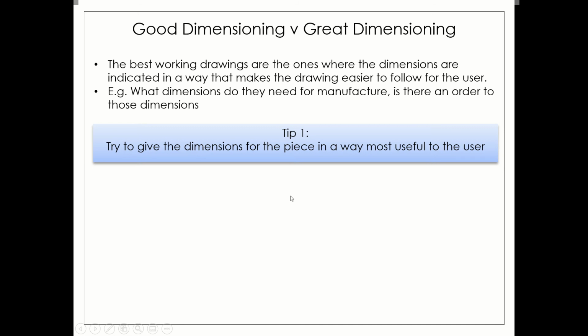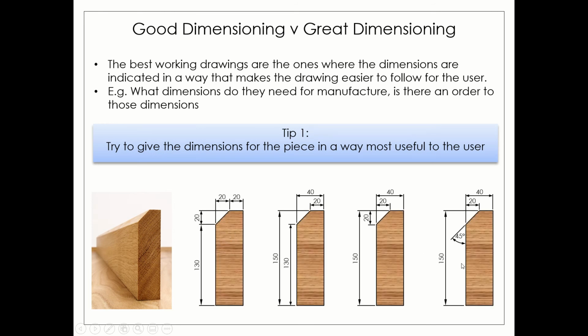And probably the best way to show this is just with a simple example. If we take, for example, a piece of skirting board. It's just a rectangular piece of timber with a small chamfer planed off the edge of it. Here we have four different ways that could be dimensioned. Every single one of these gives all the dimensions for the piece. Each of these could be considered technically correct. But let's look at the first example here, and we'll see what we're talking about.